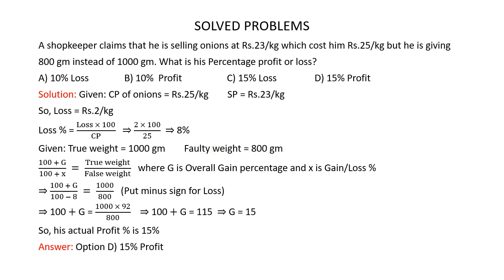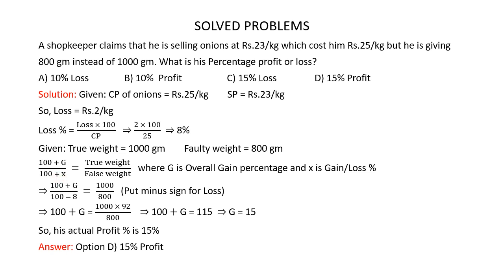Now, in this transaction, to find the overall gain percent, we have to use the formula (100 plus G) divided by (100 plus X) is equal to true weight divided by false weight. Here G is the overall gain percentage and X is gain or loss percent. Now, we know that the true weight is 1000 grams, false weight is 800 grams, and X we have found out is 8%, that is 8% loss. Now since it is loss percent, here instead of plus X we'll take it as minus X.